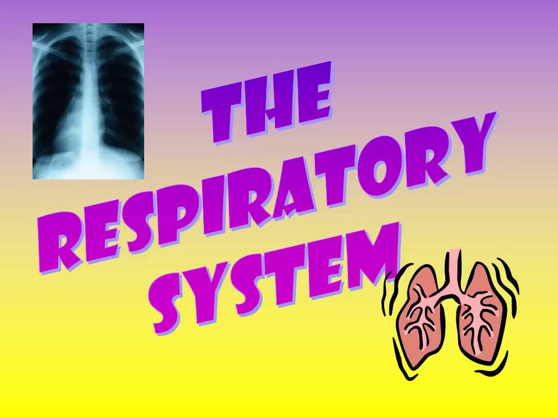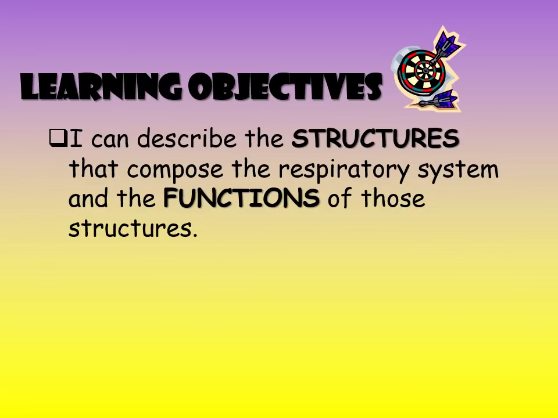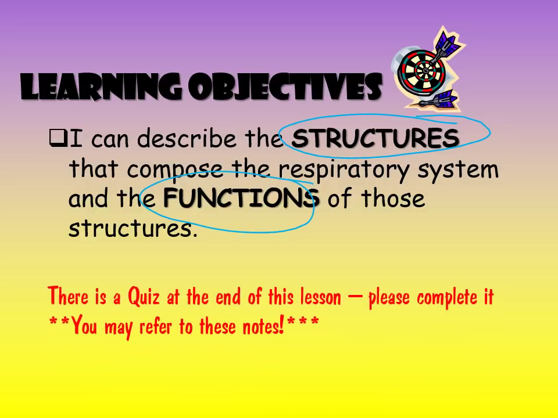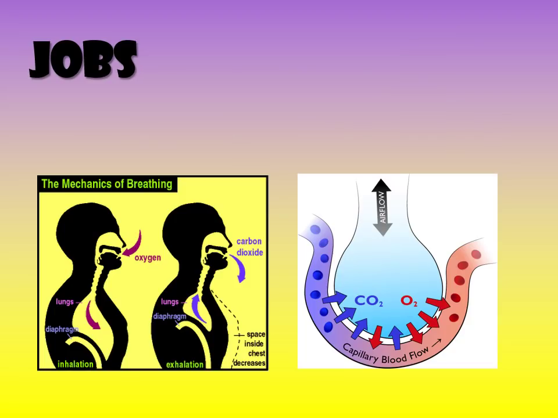Time to learn about the respiratory system. Okay, learning objectives for this lesson are that you can describe the structures of the system and that you know each structure's function or job. There is a short quiz at the end of this lesson. You may use your notes when you go to complete that. Please make sure you do that step.